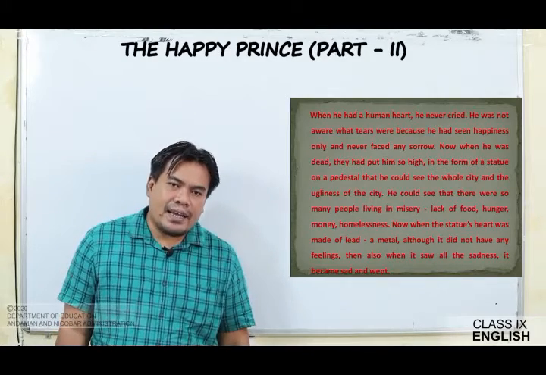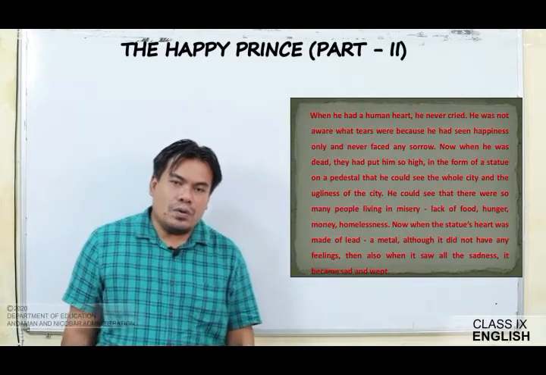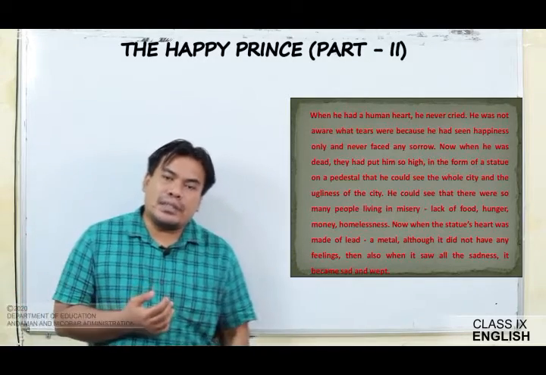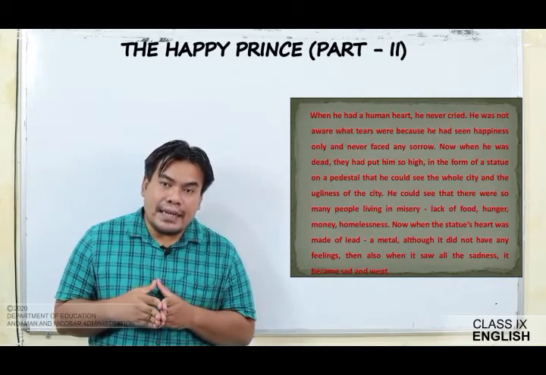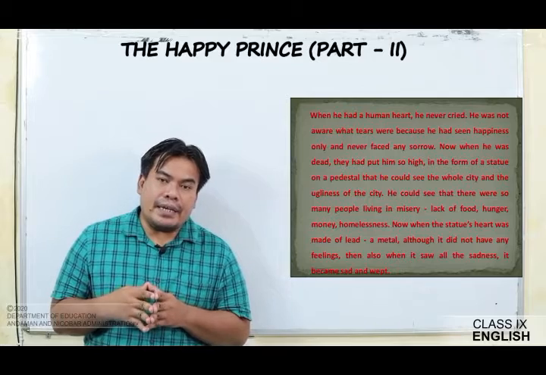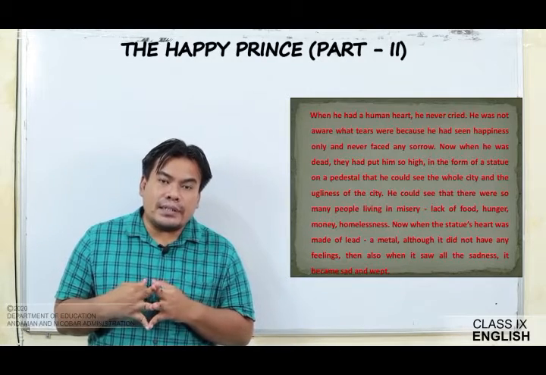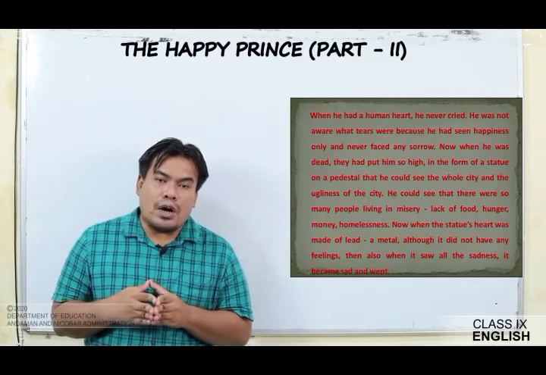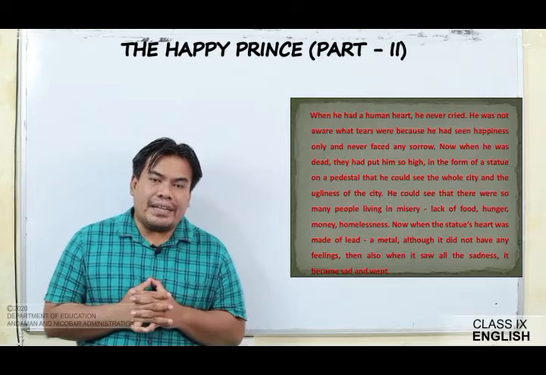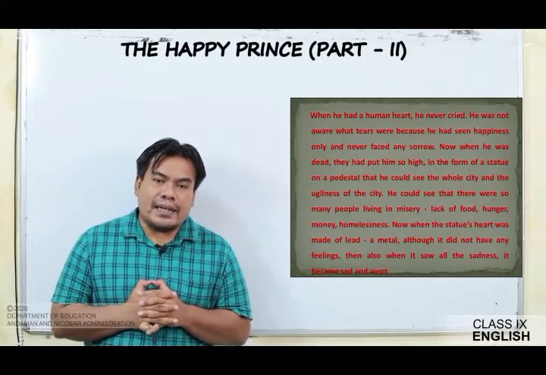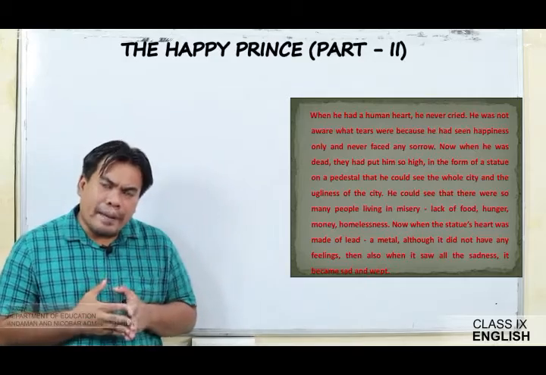Now when he was dead, they had put him so high in the form of a statue on a pedestal that he could see the whole city and the ugliness of the city. He could see that there were so many people living in misery, lack of food, hunger, money, homelessness. Now the statue's heart was made of lead, a metal, although it did not have any feelings, yet when it saw all the sadness, it became sad and wept.